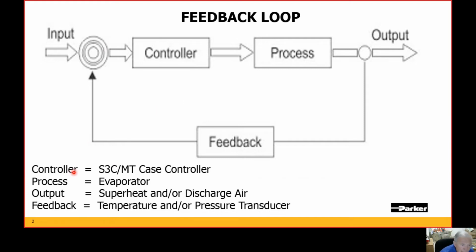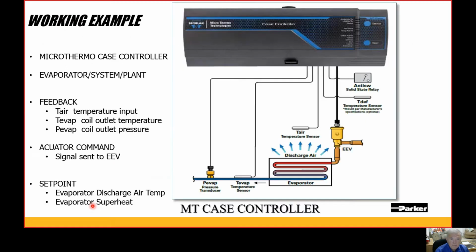In our case, the controller is usually a Sporlan S3C or Micro Thermo case controller. The process or plant is usually an evaporator. That might be a simple evaporator in a home air conditioning system. It could be in a blast chiller. It could be in a walk-in cooler or a display case in a supermarket. Output is either the superheat and/or discharge air. Feedback comes via a temperature sensor and/or pressure transducer.